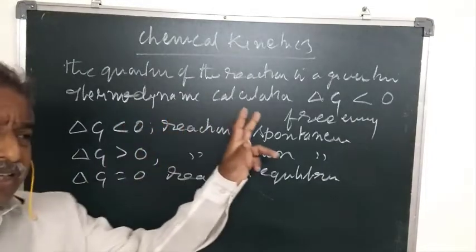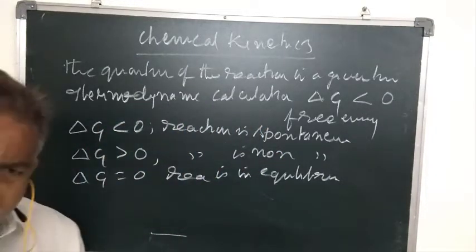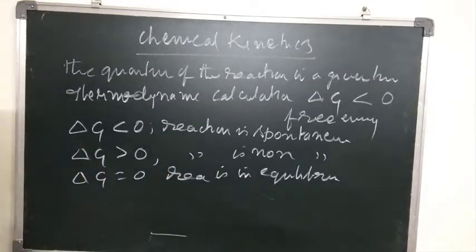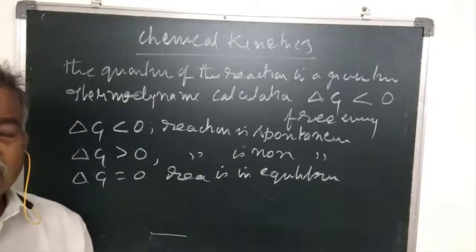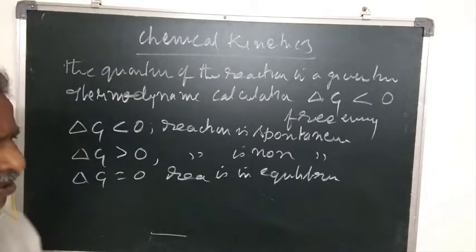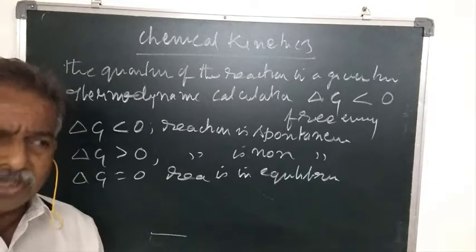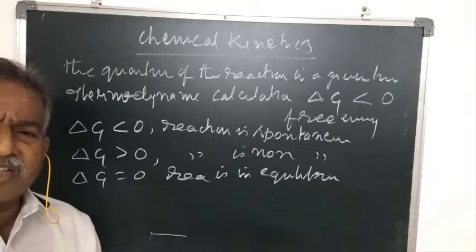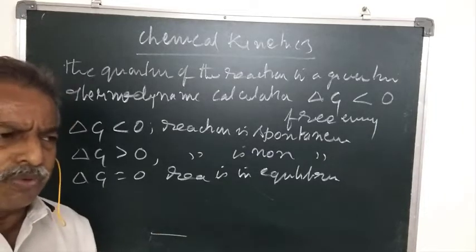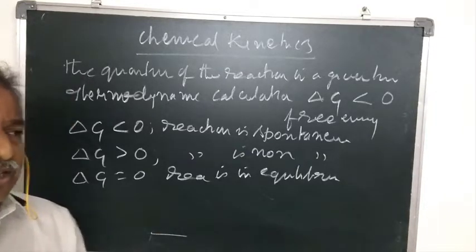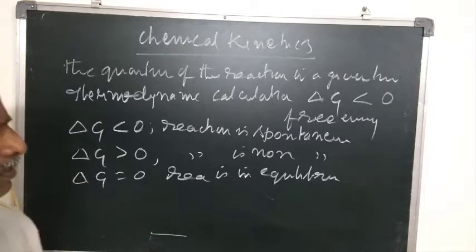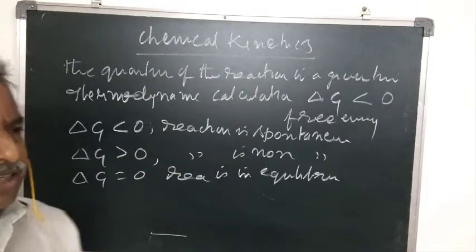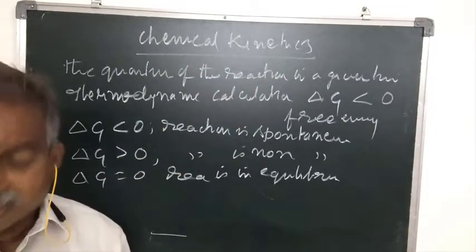Therefore, the thermodynamic data, that is delta G, gives whether the reaction is feasible or not, but the thermodynamic calculations do not give the mechanism of the reaction, and they do not give the quantum of the reaction. That means how much quantity of reactants react to form product in a given time. That quantum of the reaction can be found by using chemical kinetics. Now let us discuss the chapter Chemical Kinetics.